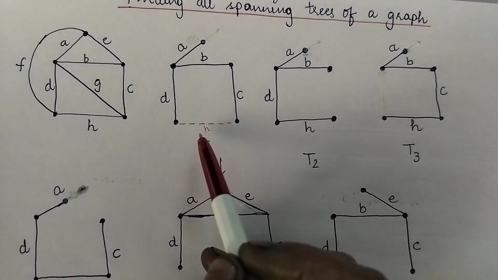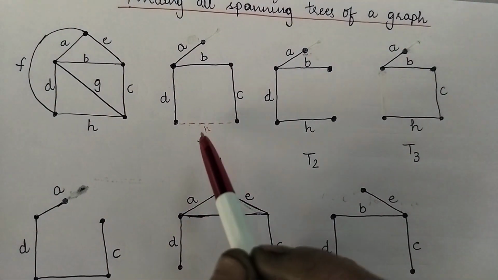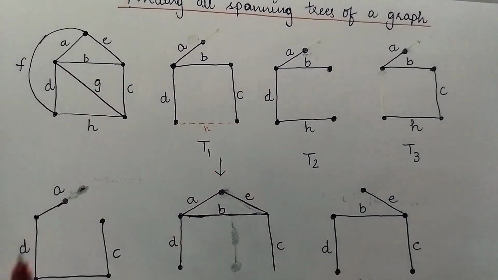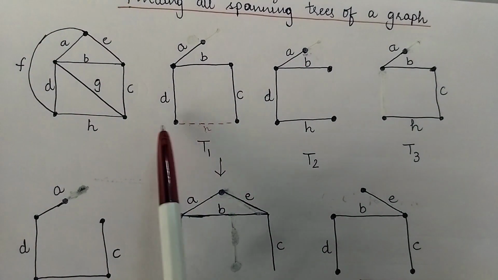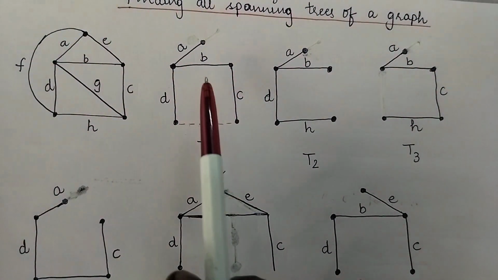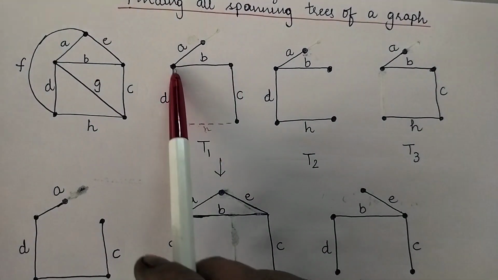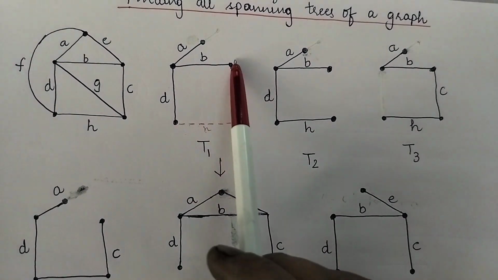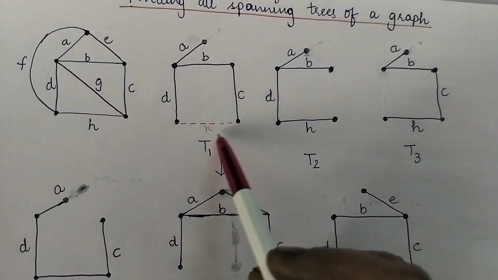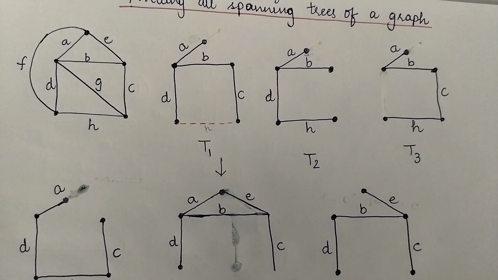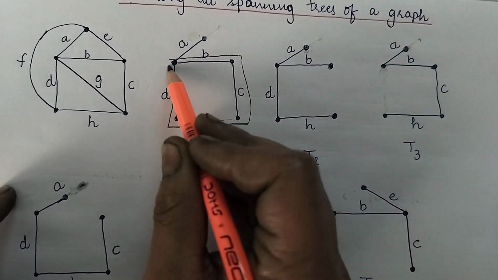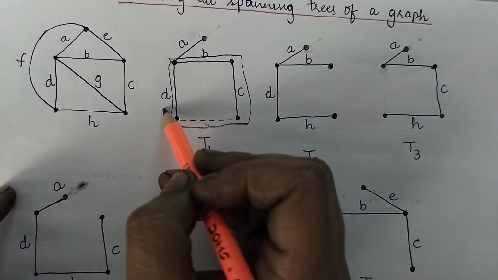Now if I add this chord H to this spanning tree T1, what do I get? I get a fundamental circuit, right? This particular fundamental circuit is B, C, D, H. When I added chord H to the spanning tree T1, I got this fundamental circuit, which I will highlight with a pencil. So I get a fundamental circuit BCHD.